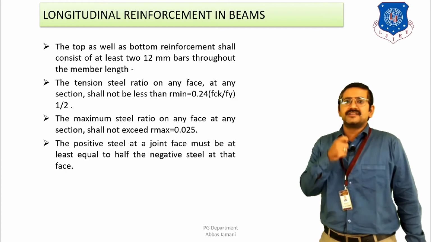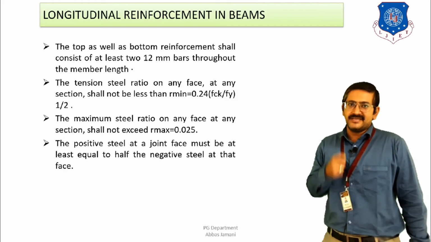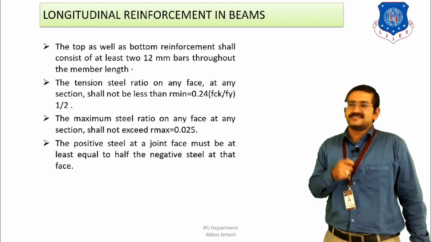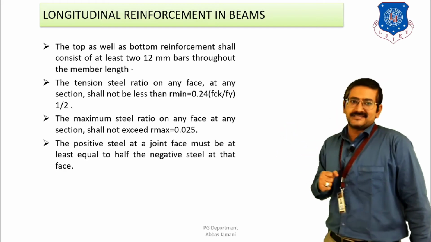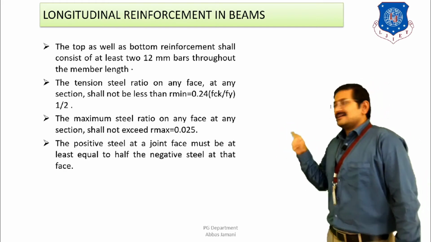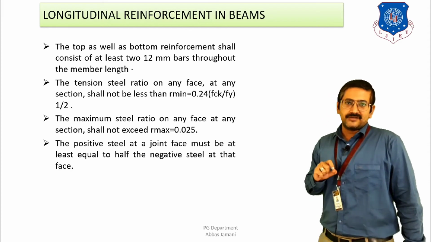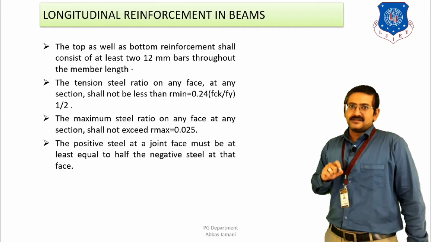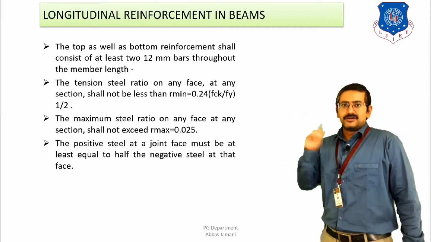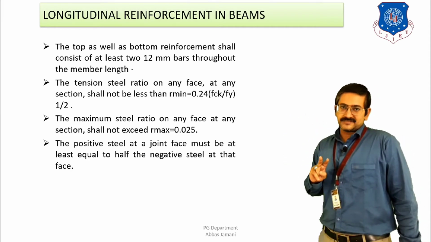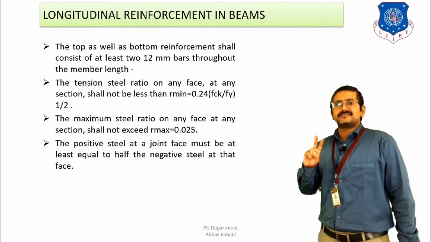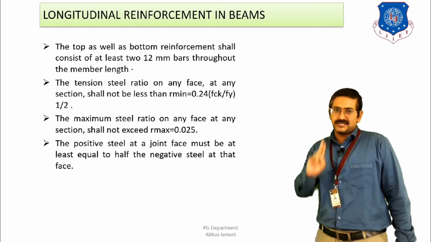So when I talk about the longitudinal reinforcement in beams, IS 13920 gives a list of guidelines. First, at the top and bottom of the beam, a minimum of 2 12 mm bars should go throughout the length of the beam. That is, 2 12 mm bars at the top and 2 12 mm bars at the bottom as bottom reinforcement, and these reinforcing bars should go throughout the length of the beam.